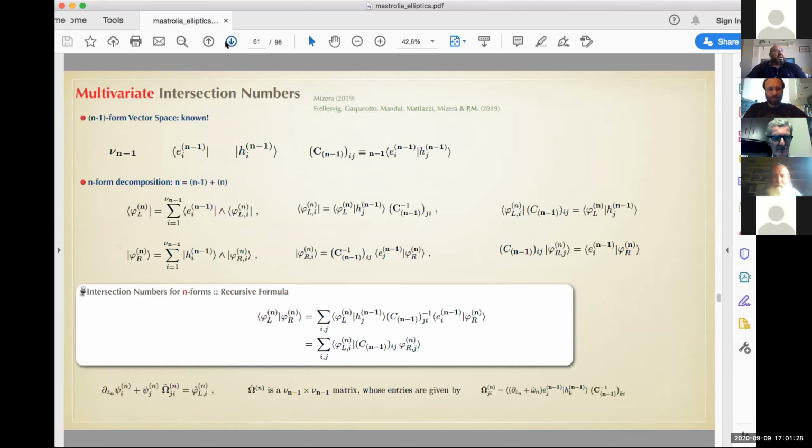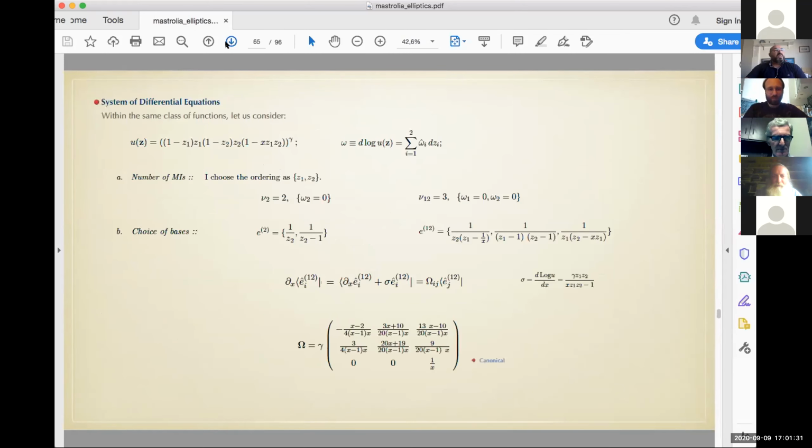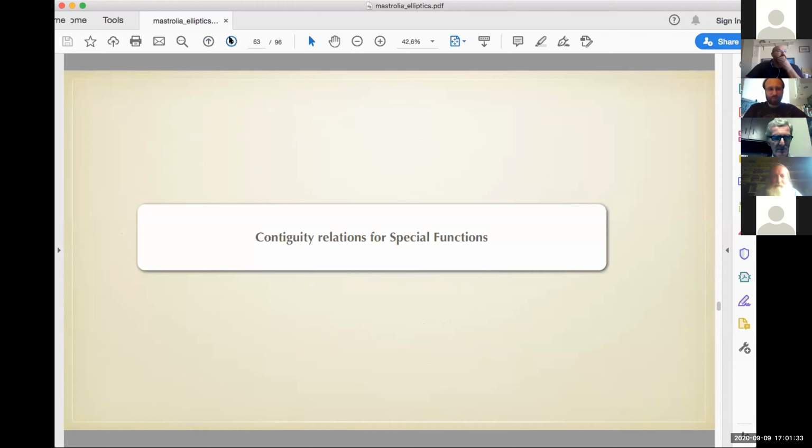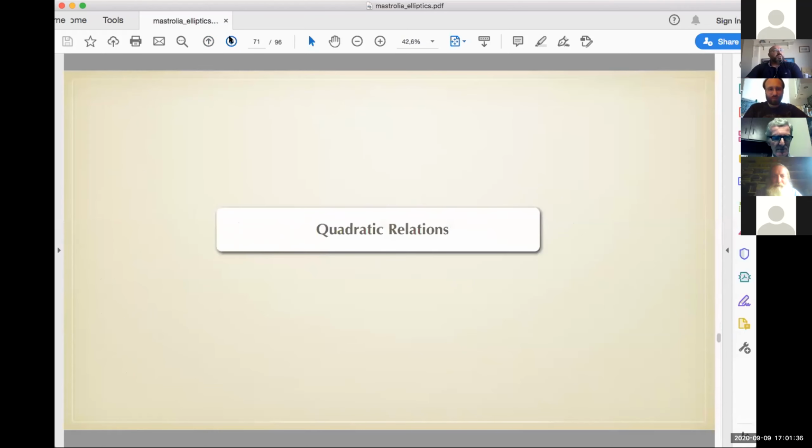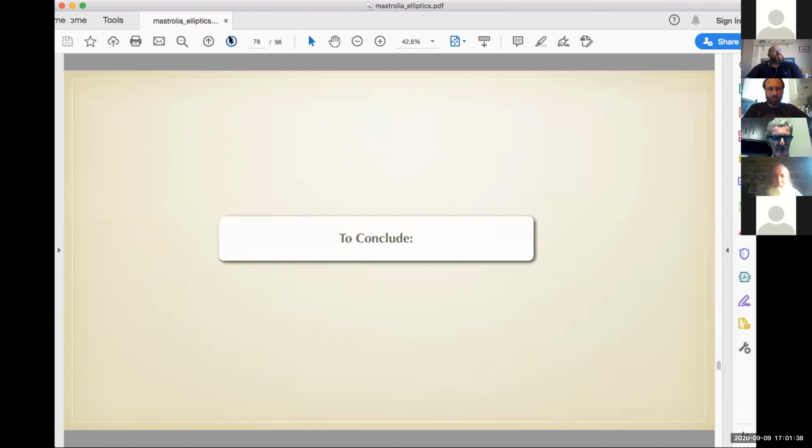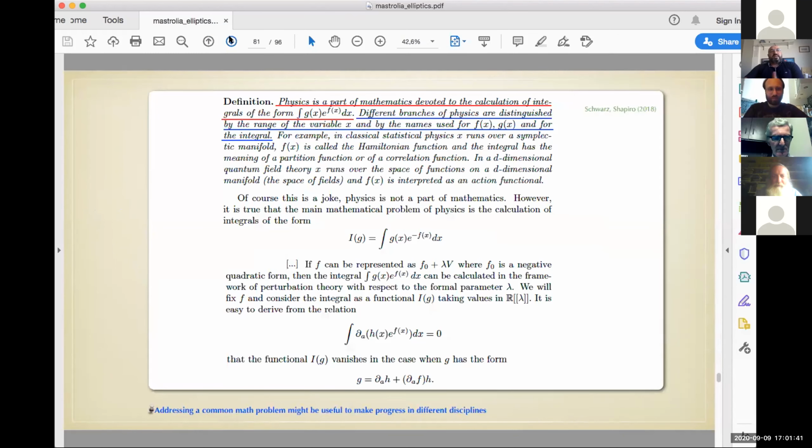So I'd like just to conclude by, sorry, I went back to a few slides, by saying, going back to my first slide, that addressing a common math problem may really be helpful in making progress, not only in the realm of Feynman integrals for particle physics, but we look forward to a more broad range of applications. Thank you very much for your attention.